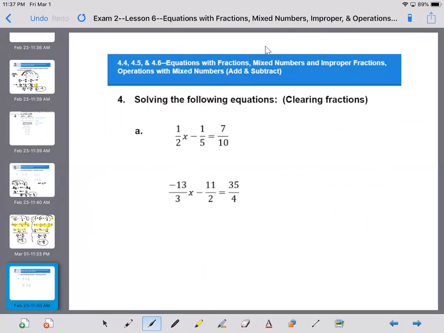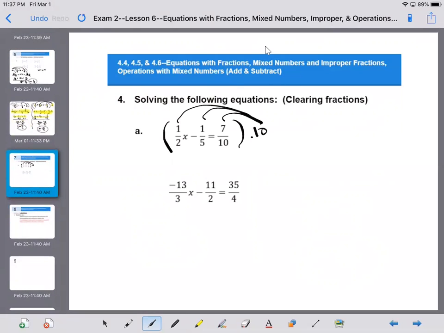So let's take this one here. We're going to multiply everything by 10. So this would be 10 times 1/2 x minus 10 times 1/5 is equal to 10 times 7/10. So this 2 will divide 10 5 times, so 5 times 1x is 5x. This 5 will divide 10 2 times, 2 times 1 is 2. This 10 will divide 10, leaving you with 7.